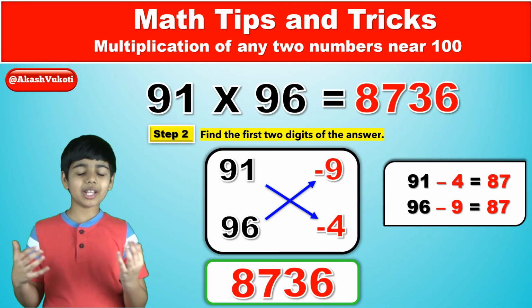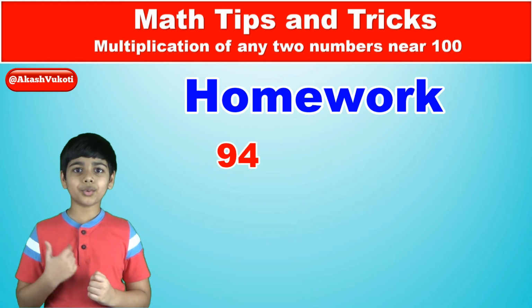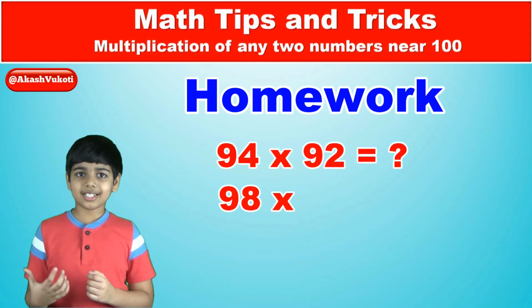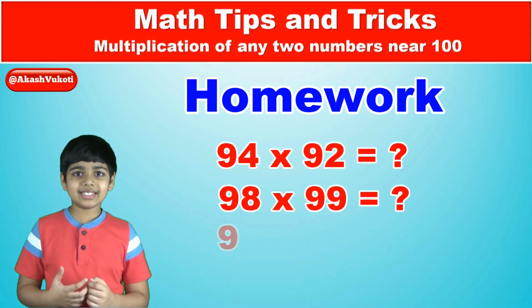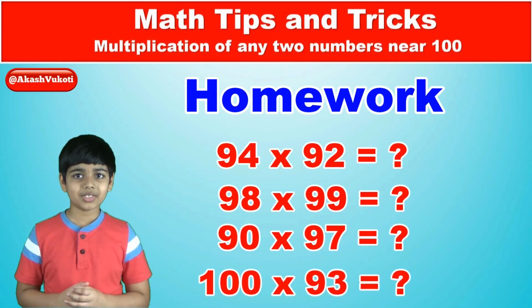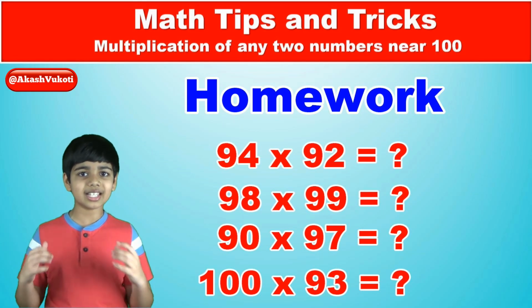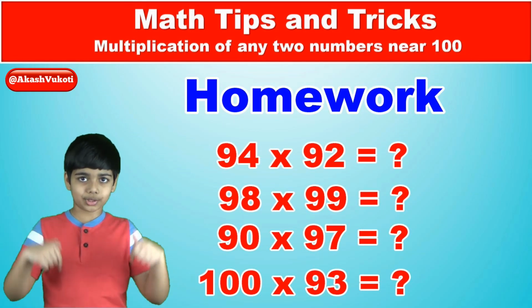So now it's homework time. Try to figure out what 94 times 92, 98 times 99, 90 times 97, and 100 times 93 are. I'm sure you're going to get them right, and if you want to check if you're right, then the answers are in the description below.